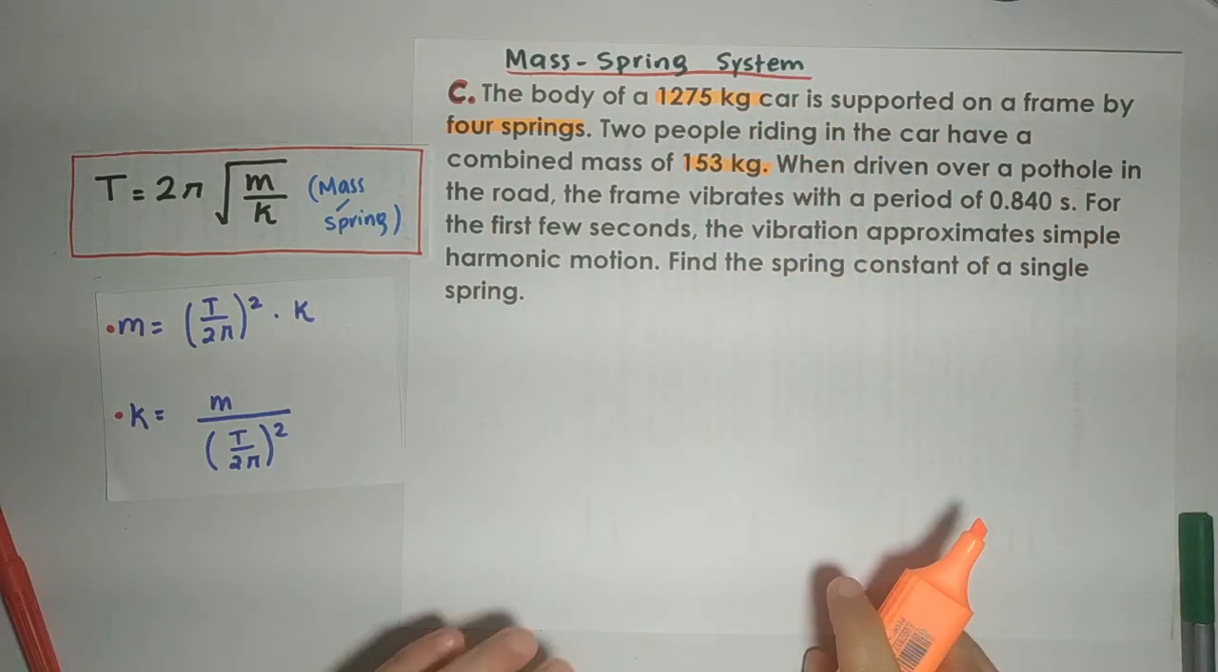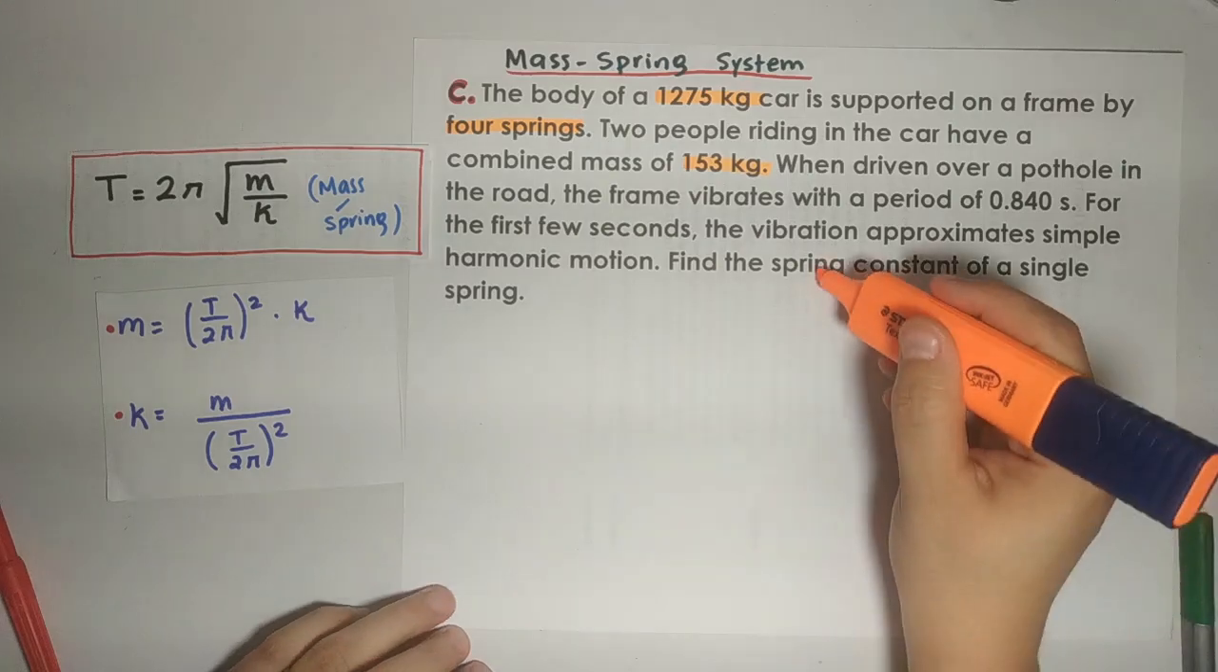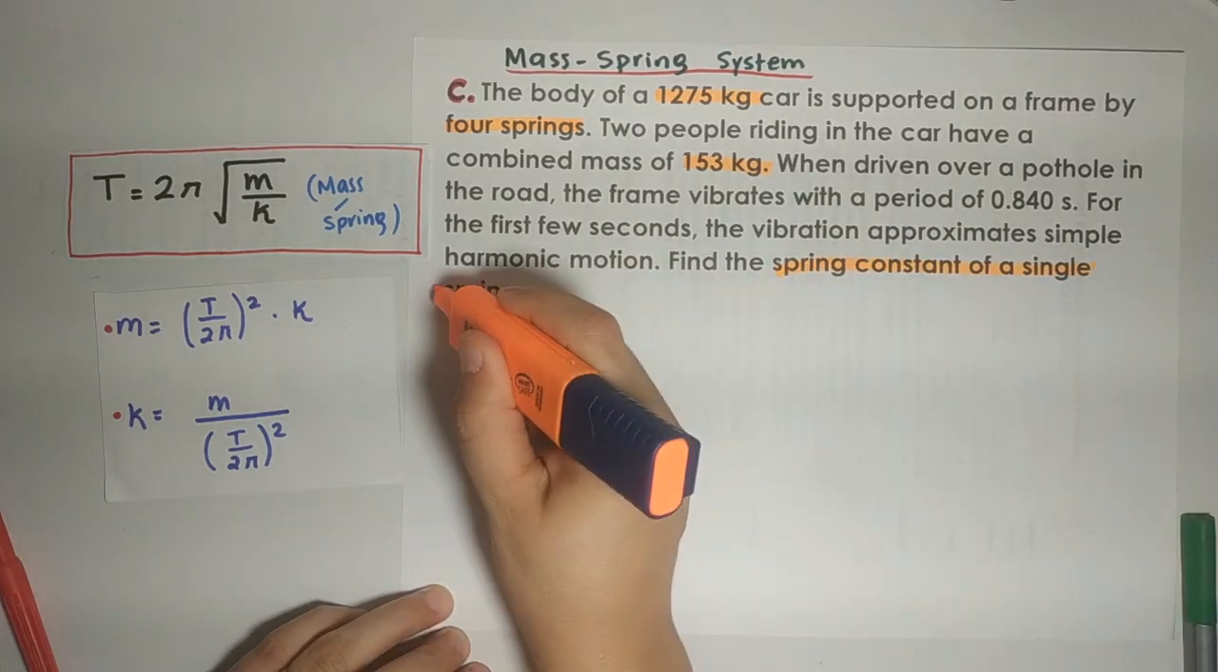You'll see why. When driving over a pothole in the road, the frame vibrates with a period of 0.84 seconds. For the first few seconds, the vibration approximates simple harmonic motion. Find the spring constant of a single spring. The spring constant of a single spring.